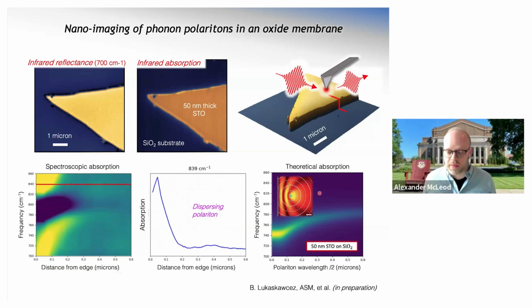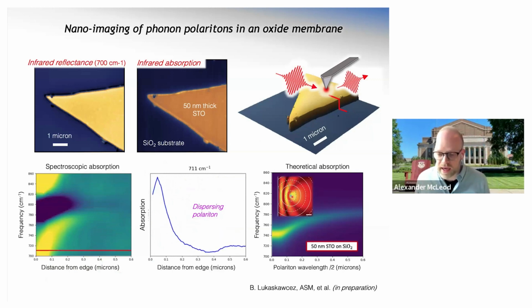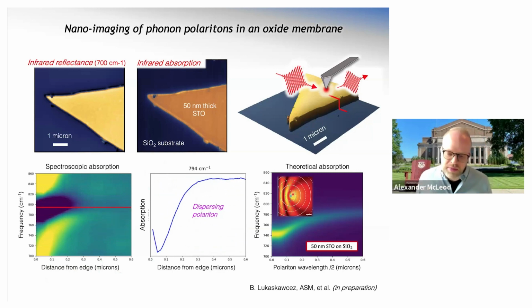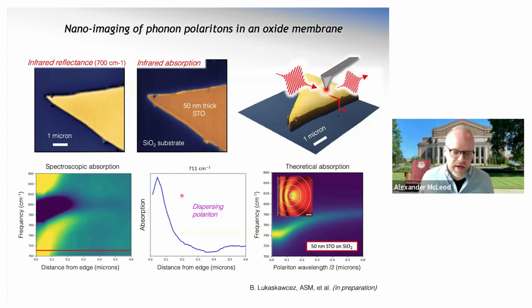And I just want to remind you the mechanism here is something like that echolocation of a light field, a polariton light field that's launched by our probe and then reflects off of the edge and then comes back, giving rise to some kind of interference pattern, which is what we're probing here, which tells us what the wavelength is.